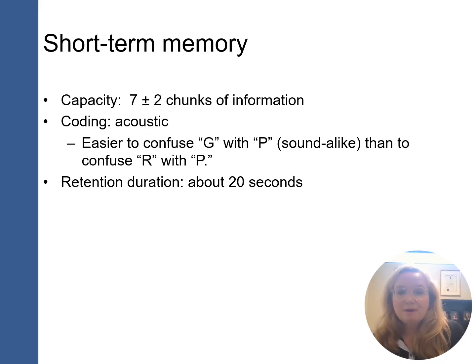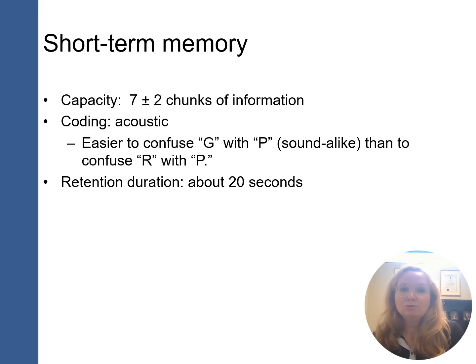The coding of short-term memory, they've found in a variety of different studies, is acoustic. In other words, you're hearing it, and things that sound alike are easily confused. So it's easier to confuse the letters G and P because when you hear G and P, they sound very much alike. But you wouldn't confuse R and P because they sound very different. So that's why we think that it's acoustic. You're rehearsing it. And you probably have this experience if you're trying to remember something briefly like a phone number: you're internally talking to yourself to rehearse.